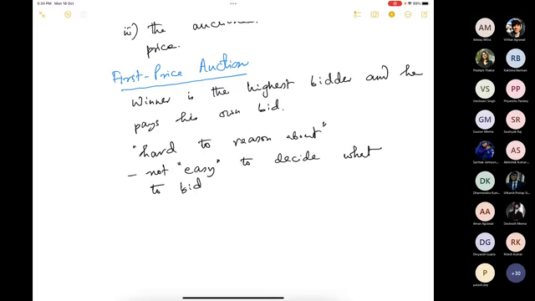Agreed? Feel free to unmute and speak if you do not agree with me or if you have any observation, any question or anything. You don't need to ask for my permission. You just unmute and speak.